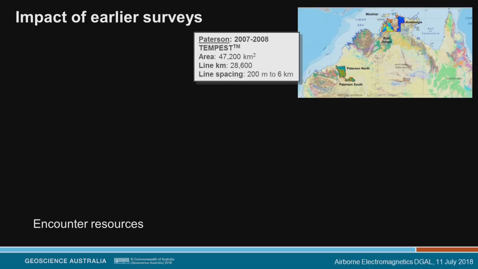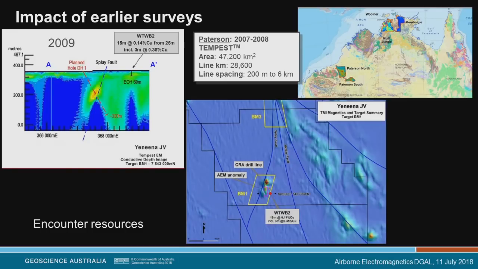I'm going to show you two examples and I'm done, about earlier impacts. Those are some of our surveys that were flown 10 years ago, 2007, 2008, particularly Patterson. And just briefly, in AMEC earlier this year, Encounter Resources showed a bit of information. That's a section from the Tempest, which is a system I've flown. And they encountered copper, right?